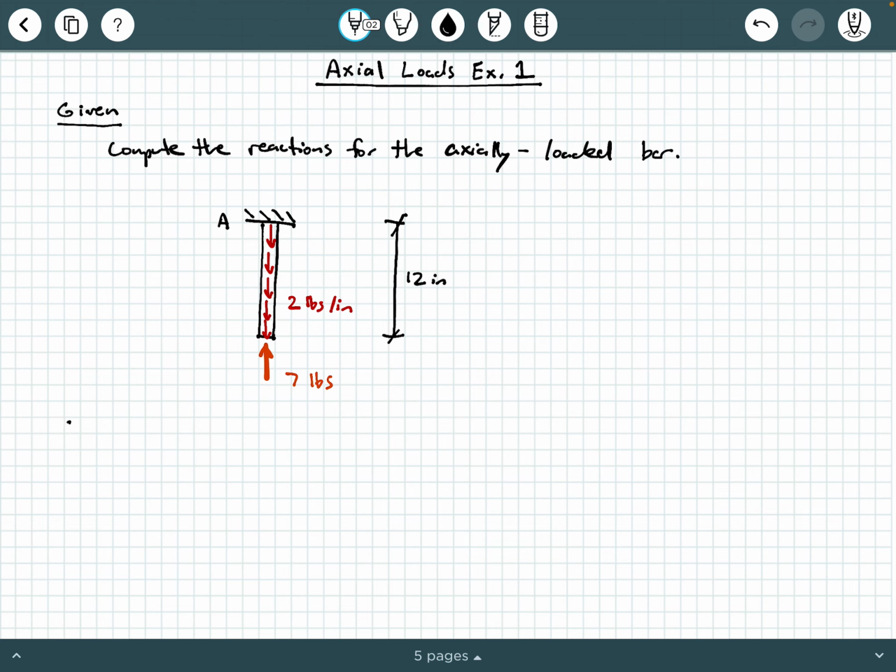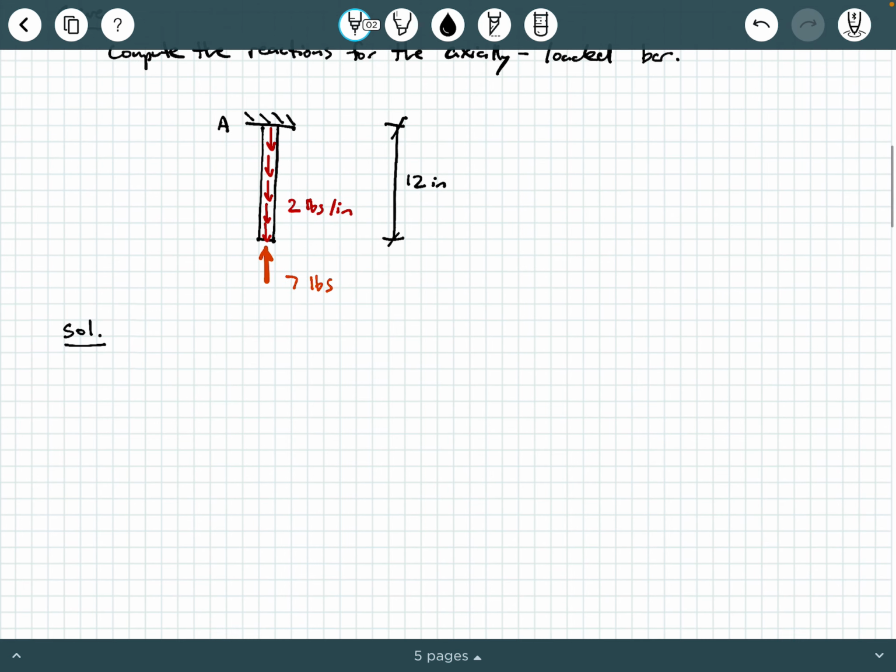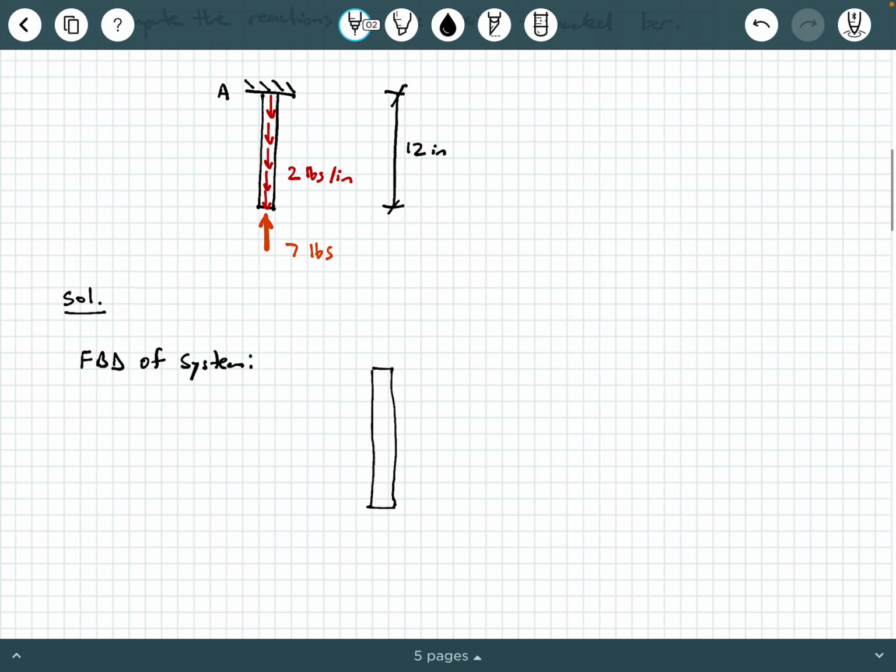So let's go ahead and get started. We're going to start with writing solution. Then we're going to draw a free body diagram of the entire system. Okay, so we're going to say FBD of system. Now, what does that look like? Well, a free body diagram is just a diagram that shows all of the knowns and unknowns acting on a system with dimension lines. So here we have this bar that's 12 inches long, and the knowns are this 7-pound load at the end and this uniformly distributed axial load along its length of 2 pounds per inch.